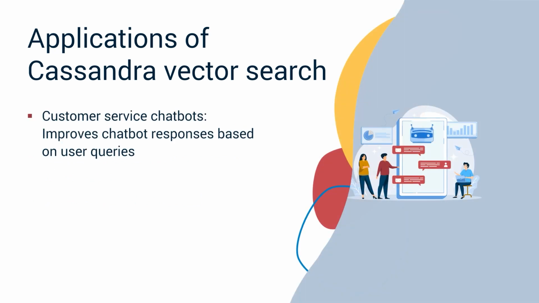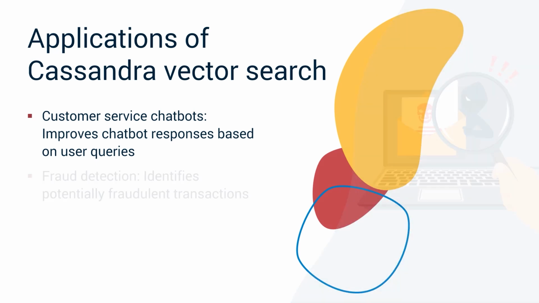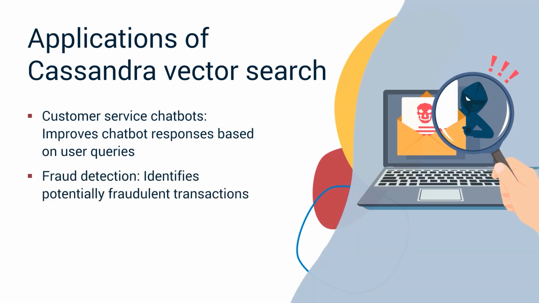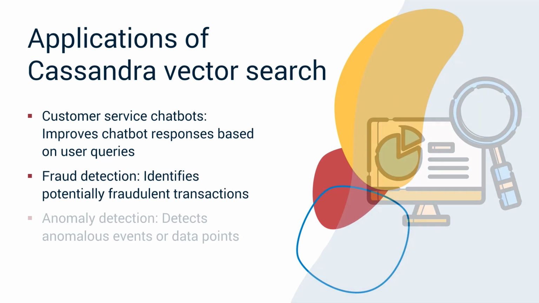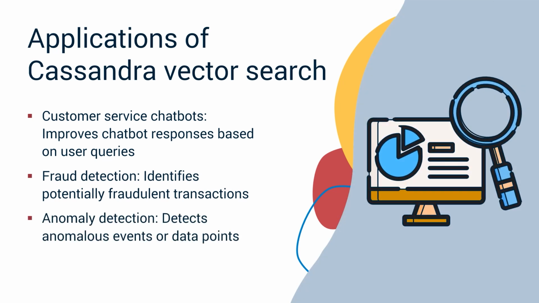It finds applications in customer service chatbots by improving chatbot responses, retrieving the most relevant knowledge base articles based on user queries. Cassandra's vector search helps identify potential fraudulent transactions using vector representations. Finally, Cassandra's vector search detects anomalous events or data points that deviate significantly from typical patterns represented by vectors.